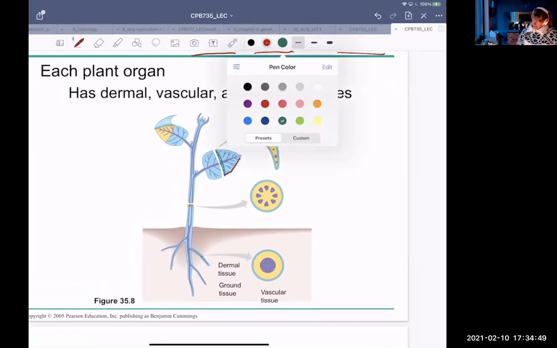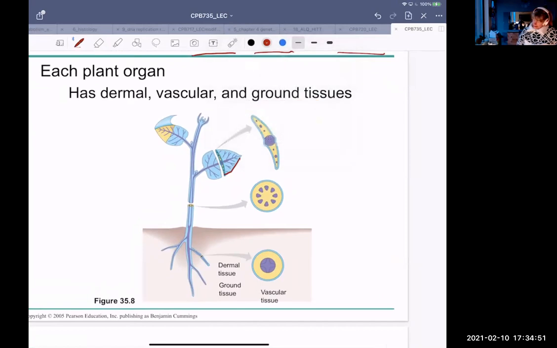in, hang on, blue. Sorry, blue. That's the outside of the leaf. If you take a cross section of the leaf, that's where you find the dermal tissue, aptly named. If you take a cross section of the stem, you find the dermal tissue around the outside. If you take a cross section of the root, that's where you find the dermal tissue. It's on the outside. It's got many different functions. Most of those functions involve protecting the plant in some way.